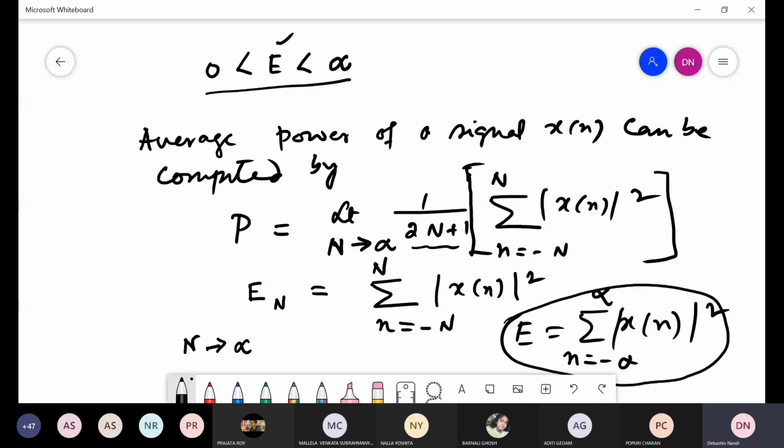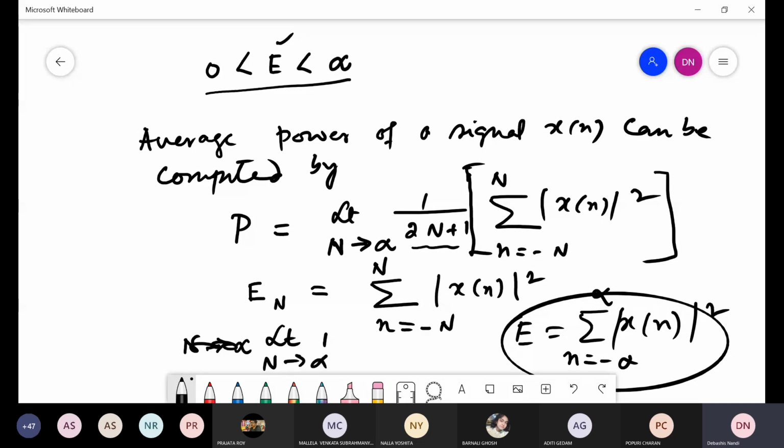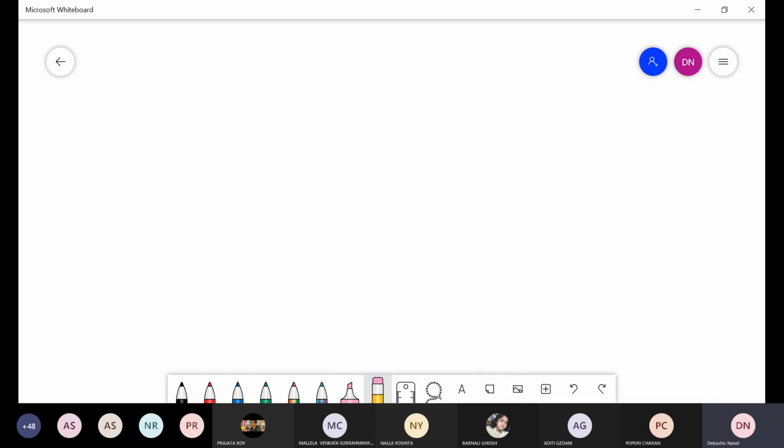Now since this is our E, if you take the limit as N tends to infinity, then E_N is equal to E. So based on these two equations, I can write that the average power P can be written in this form: the limit as N tends to infinity of E_N divided by 2N plus 1.